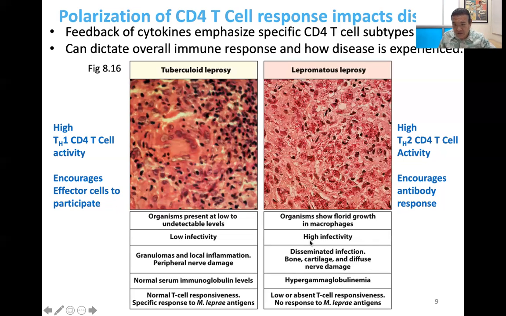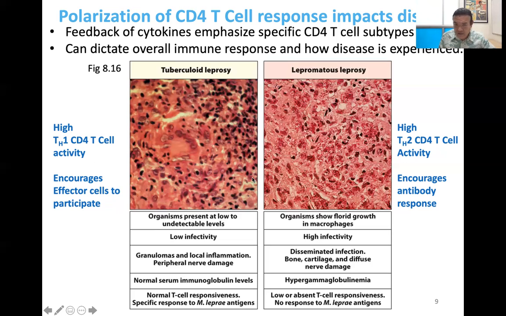It's highly infectious, right? And importantly, these patients present with super elevated levels of immunoglobulins in their blood, as though their immune system keeps ramping up antibody production as things get worse, but it's kind of futile, right? Because antibodies are not going to be effective against the bacteria. Right? So just think, that's the difference here.